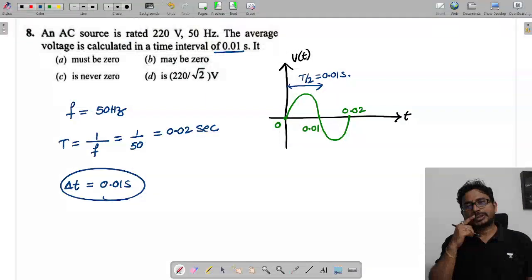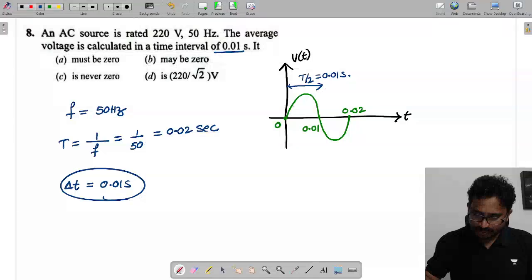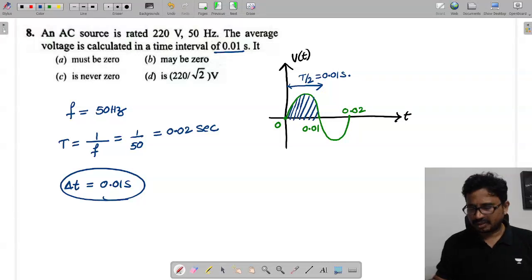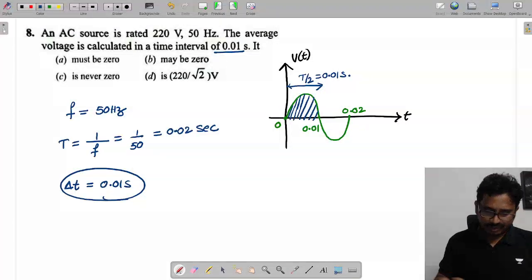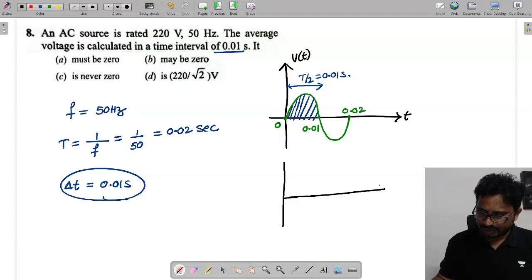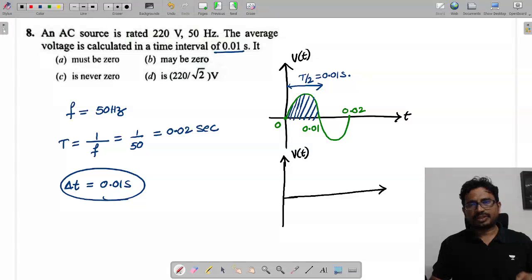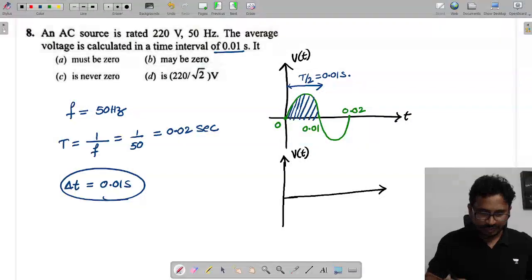This value is non-zero. So why? Because only the positive part is present, right? We have only this positive part, the positive part area. So if I have calculated my average value, the duration is only T by 2.